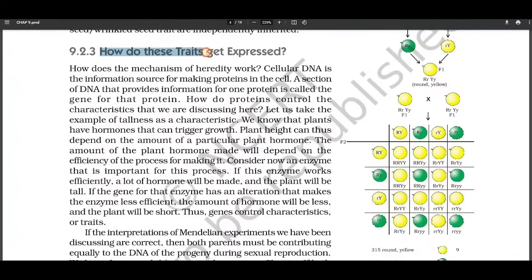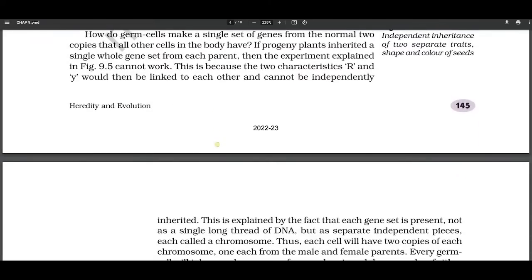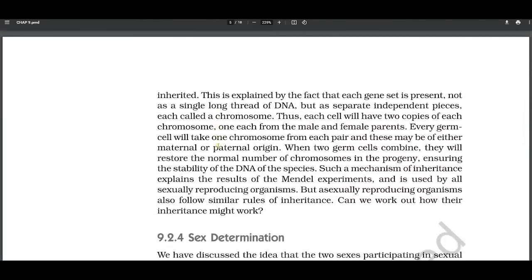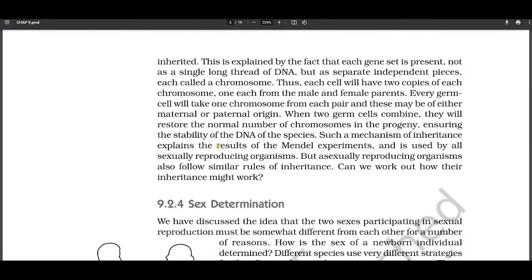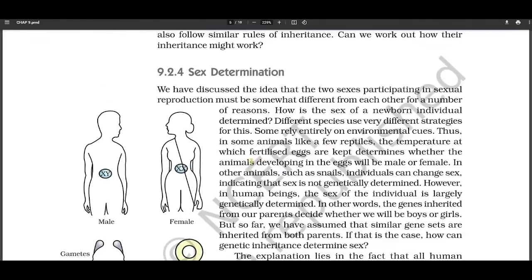How do the traits get expressed? How do the daughter cells receive the same copy as the parental chromosomes, right? Instead of doubling the number of chromosomes, the daughter cells receive the same number of chromosomes as present in the parents. This is a very important concept. Already I have explained in how do organisms reproduce.